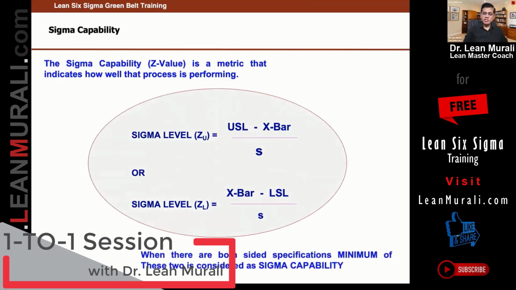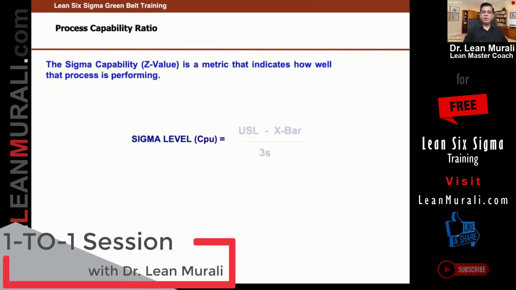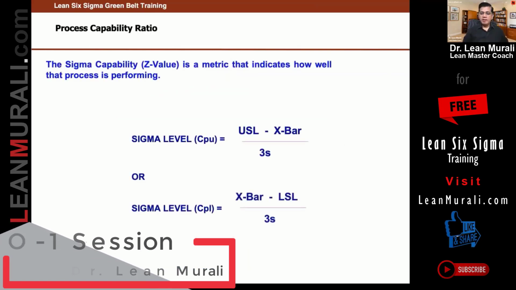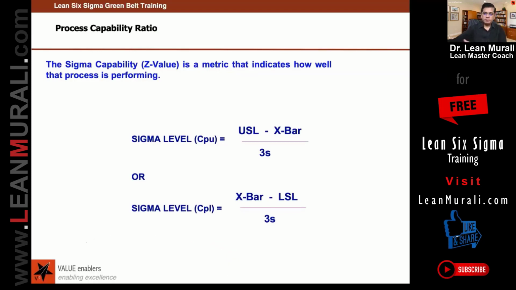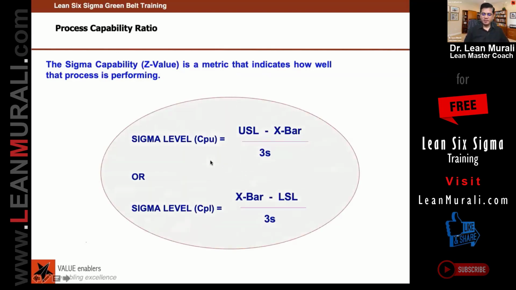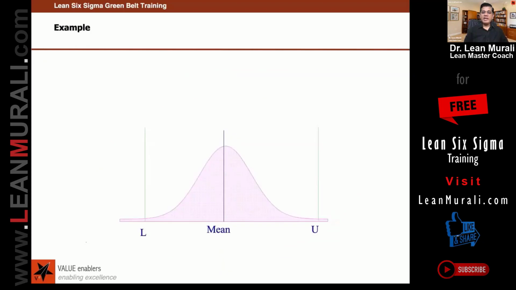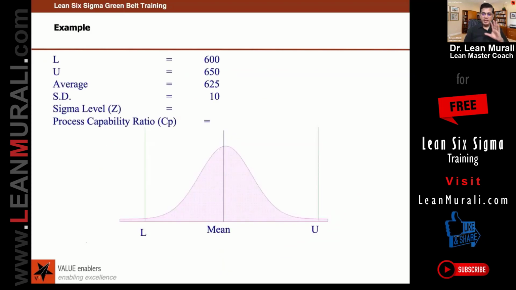Similarly, for process capability, we are dividing the same thing by 3 standard deviations. Why this is so is something I'll explain in the next class, and I will practically give you these examples. In the next class, don't miss it. I'll give you all this in the Excel sheet.